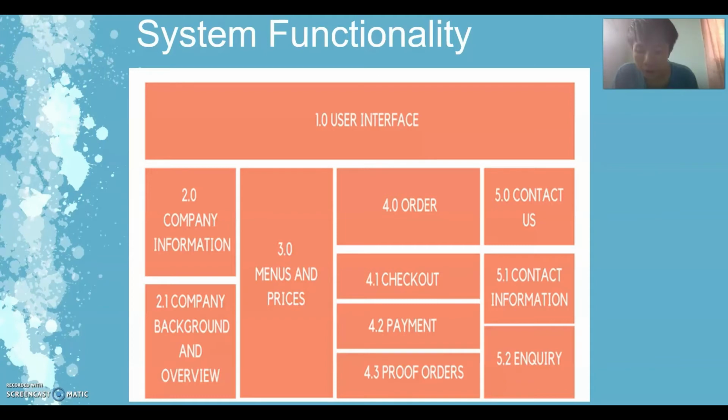The fourth module is the order. It has three submodules, which are checkout, payment, and proof of orders. Checkout is when customers can add orders and choose the payment method before proceeding to the payment section. Payment allows customers to pay when they choose online payment options. For proof of orders, customers can obtain a receipt as proof that the order has been received.